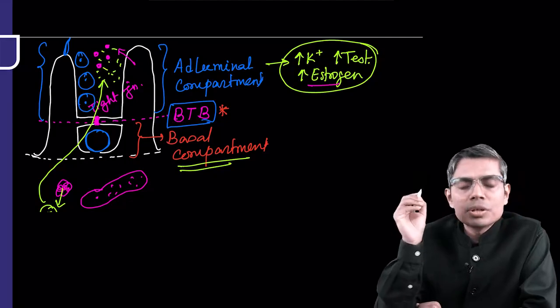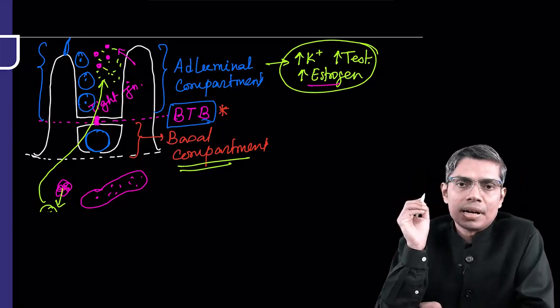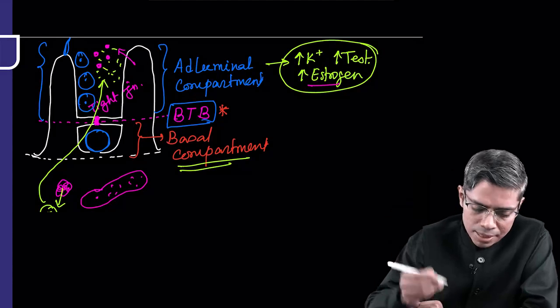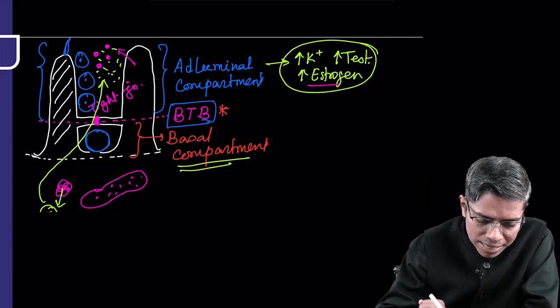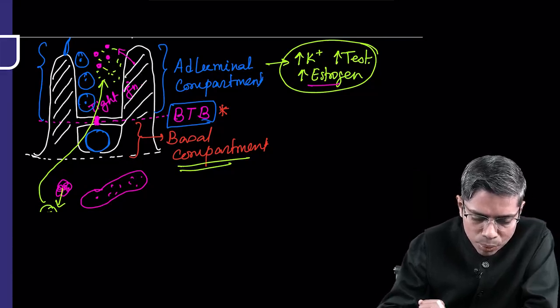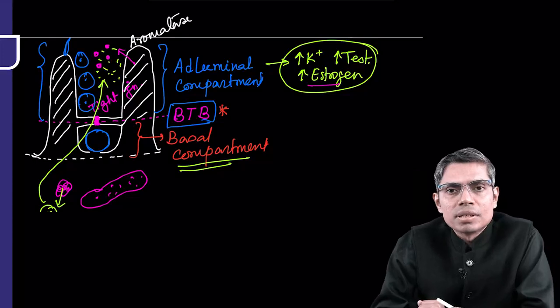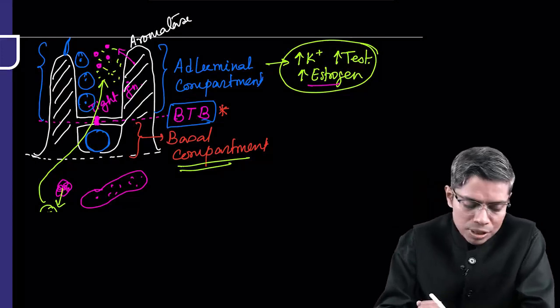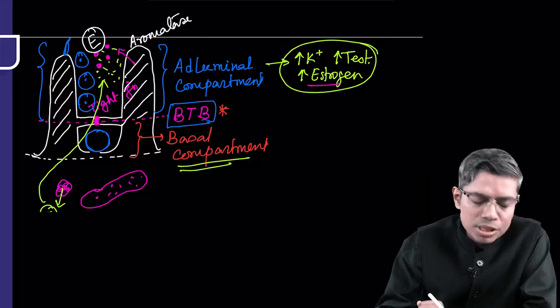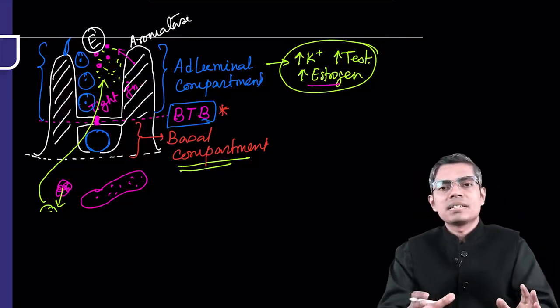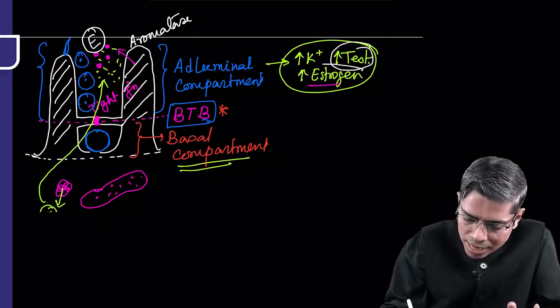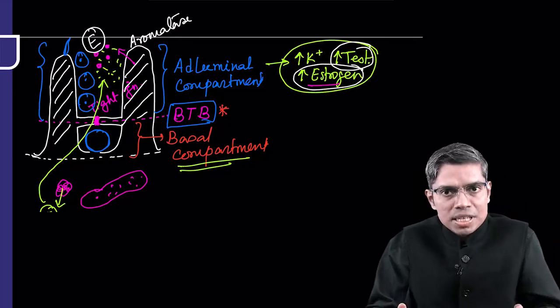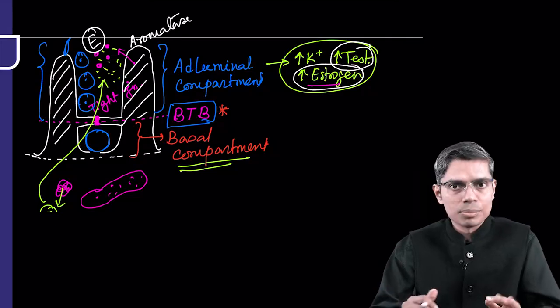Now second, I told you the estrogen concentration is also very high. Where is this estrogen coming from? The Sertoli cell contains a high amount of aromatase enzyme activity, and this aromatase enzyme can easily convert androgen into estrogen. That's why a huge amount of estrogen will also be present inside this adluminal compartment. Now, what will be the function of this testosterone and estrogen in spermatogenesis? That we will look at the end of this chapter.